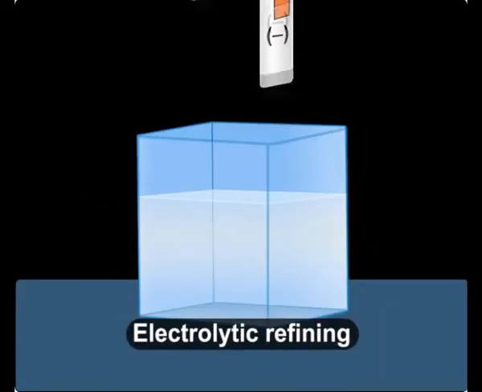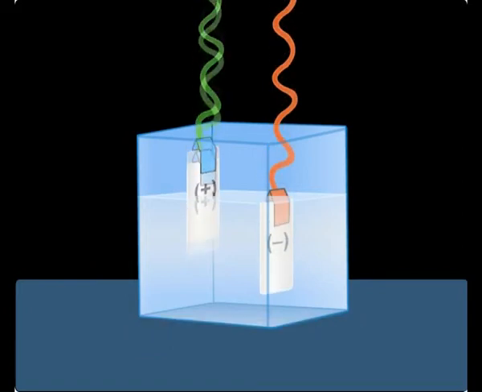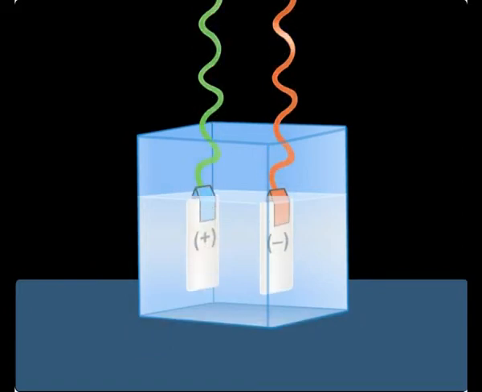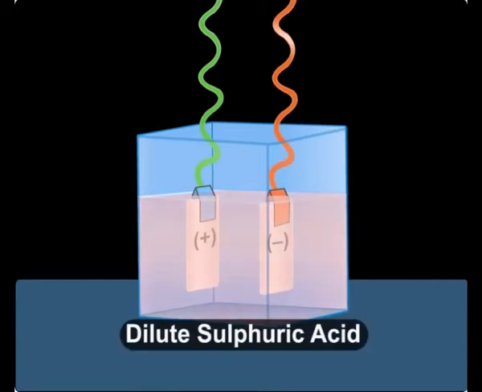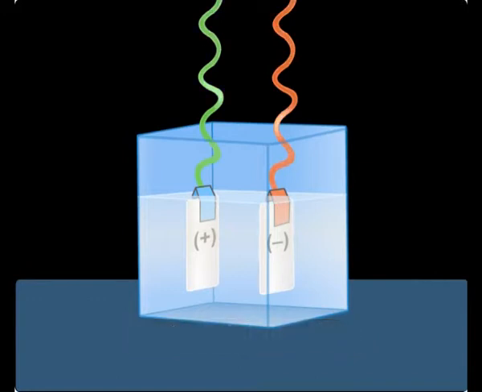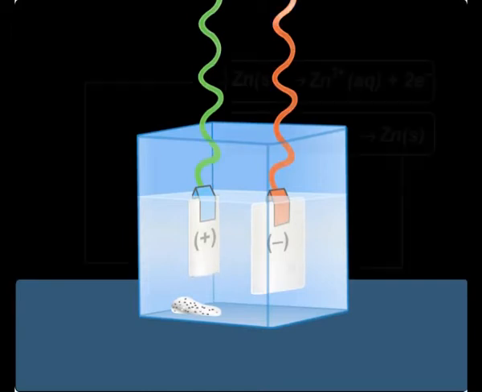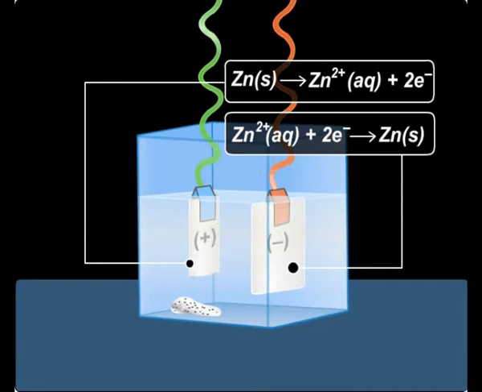By electrolytic refining, let us now try to understand the process of electrolytic refining. In this process, the impure zinc is made the anode, while a plate of pure zinc is made the cathode. The electrolyte is zinc sulfate, containing a small amount of dilute sulphuric acid. On passing current, zinc from the electrolyte is deposited at the cathode, while an equivalent amount of zinc from the anode goes into the electrolyte. Therefore, pure zinc is obtained on the cathode.